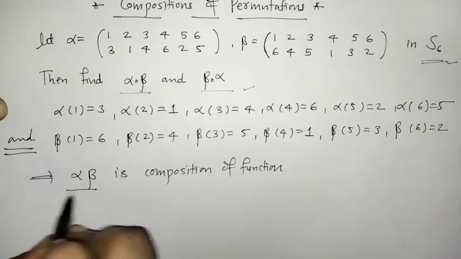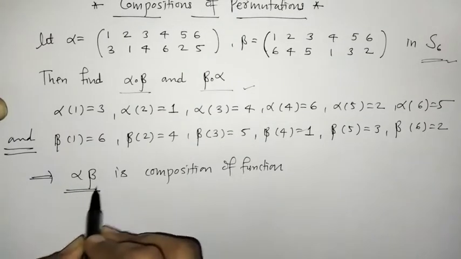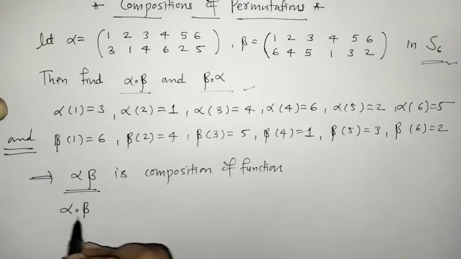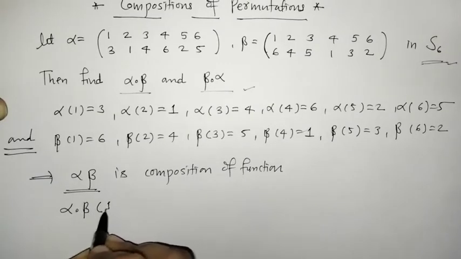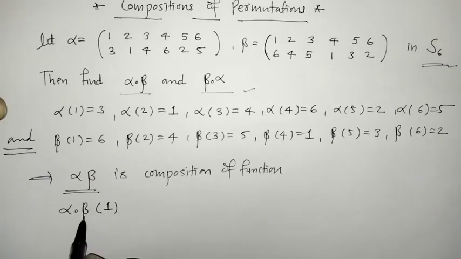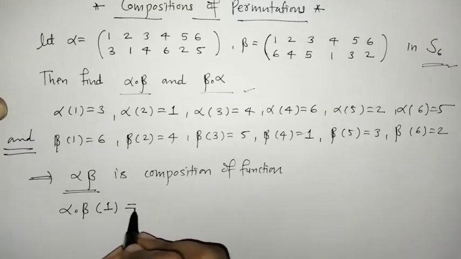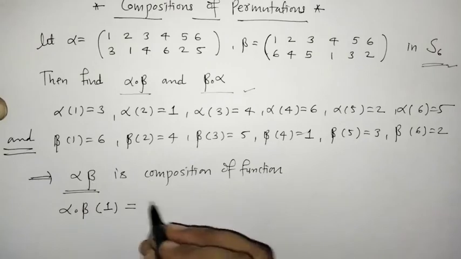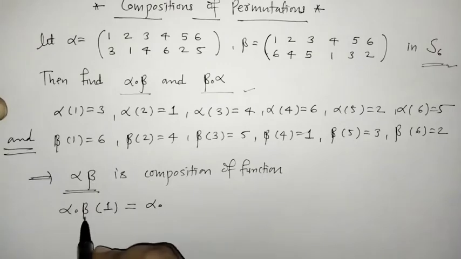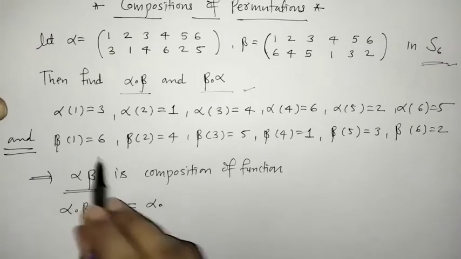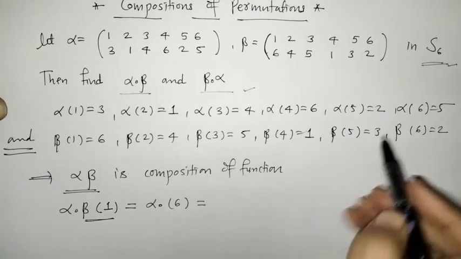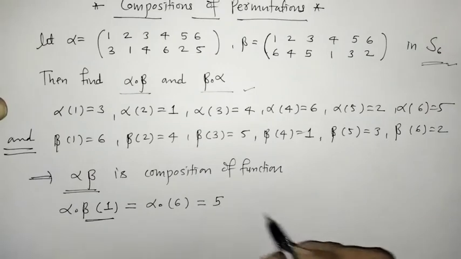Now when we have to find alpha beta, that means first we have to operate beta. When we have to find alpha dot beta of the first element 1, first we have to operate beta on this element 1. When we operate beta on 1, we get 6. That means beta of 1 is 6, and alpha of 6 is 5.